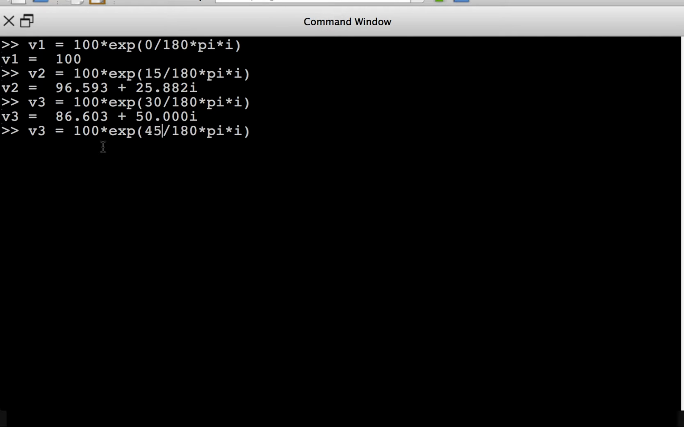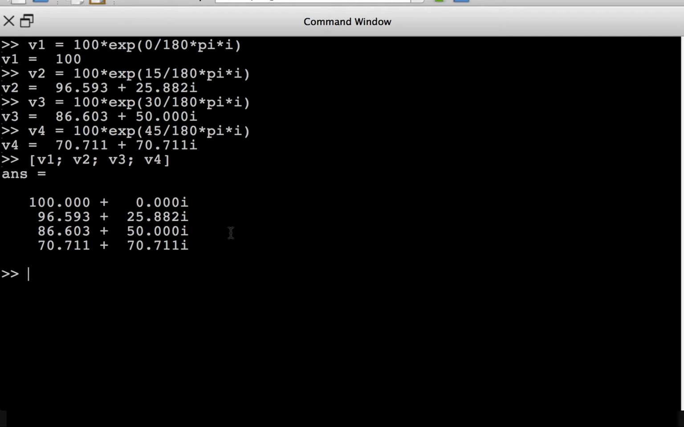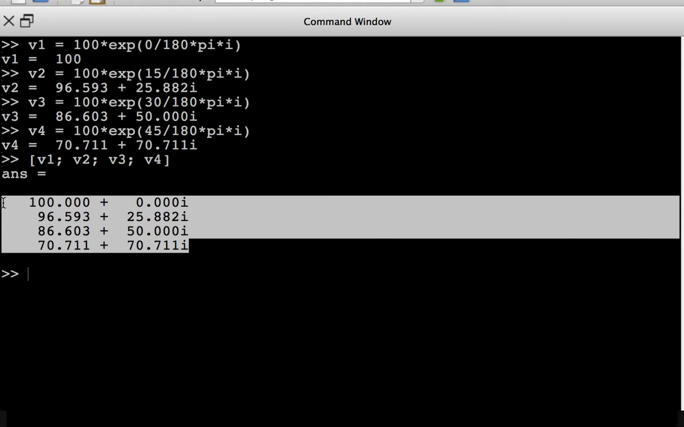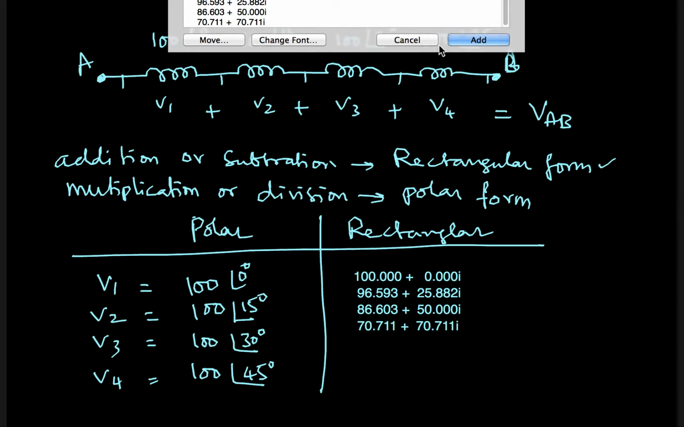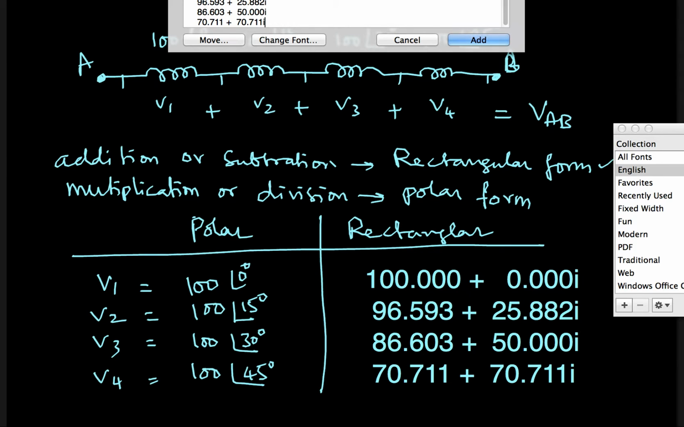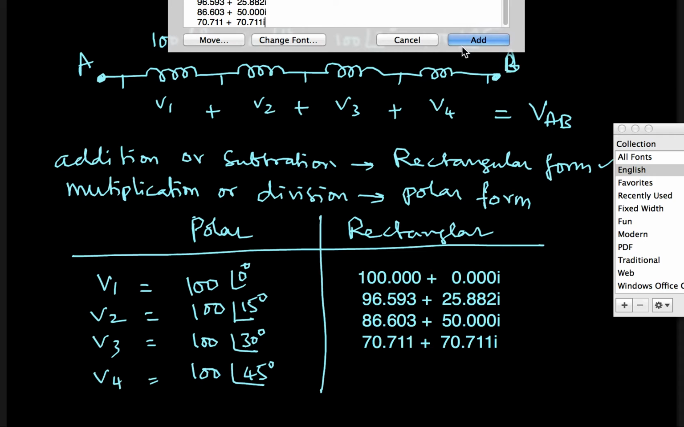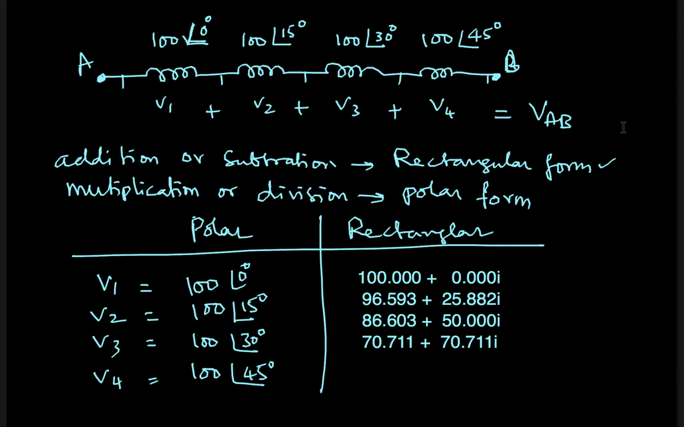Now at 45 degrees, this is V4. So I have all the four voltages now. If I want to display them as a matrix, I can do it like this. These are my voltages V1, V2, V3, V4. I just copy this here and then paste it here. Let's increase the font. Yeah, so I have all the voltages now. This is in rectangular form.